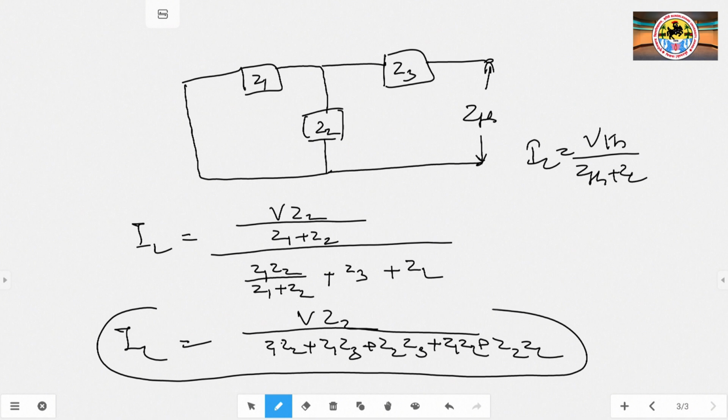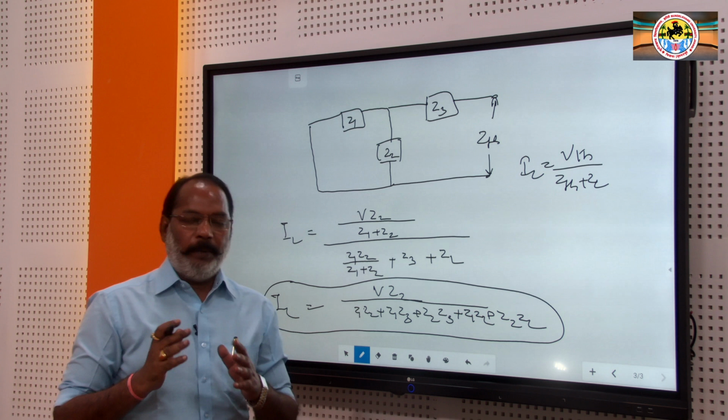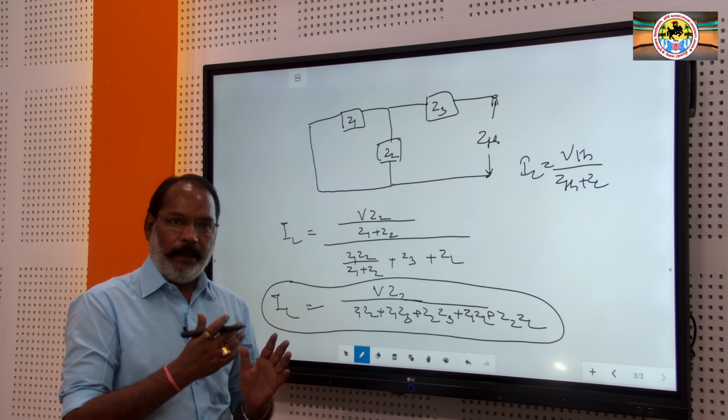In this way, we can convert the complex circuit into simple Thevenin's equivalent circuit, and from that we can find the value of load current IL.